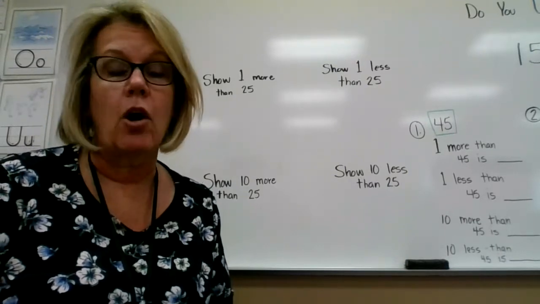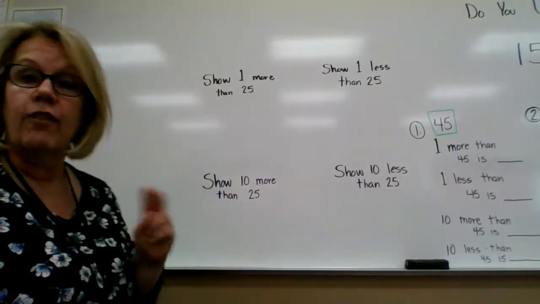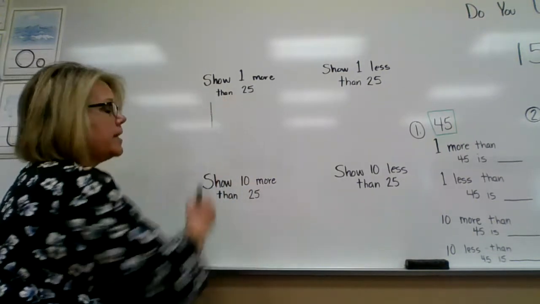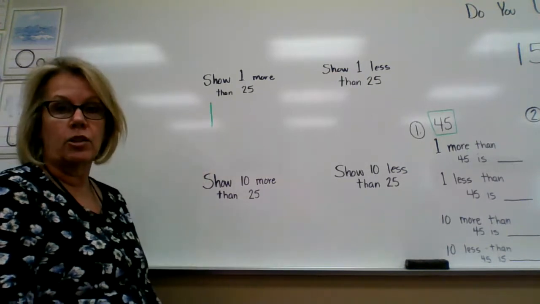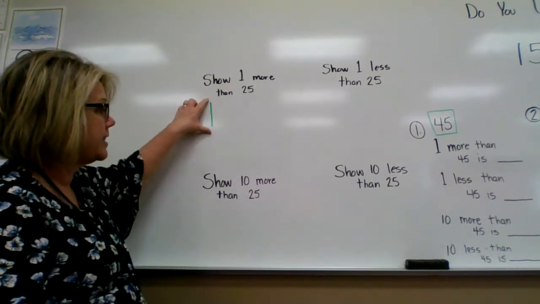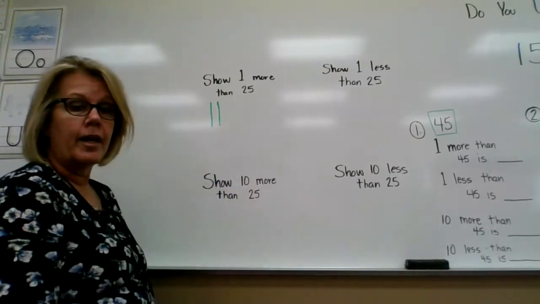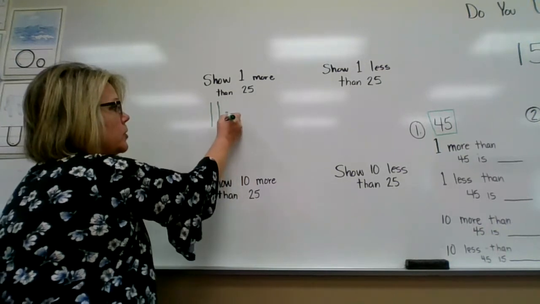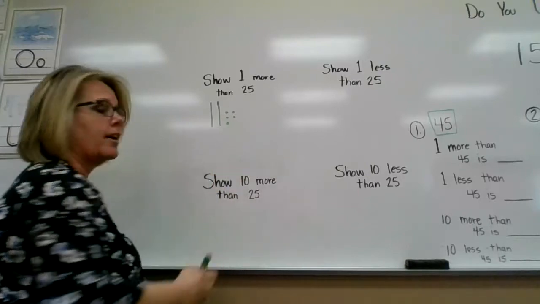So remember, you can always draw a picture. So I'm going to do that. I'm going to show 25 first of all. So remember, this is how we show 10, a group of 10. One big, long, it's like a stick. So we count that as 10. So that's 10, 20, and to show a 1, we just use a little dot. 21, 22, 23, 24, 25.